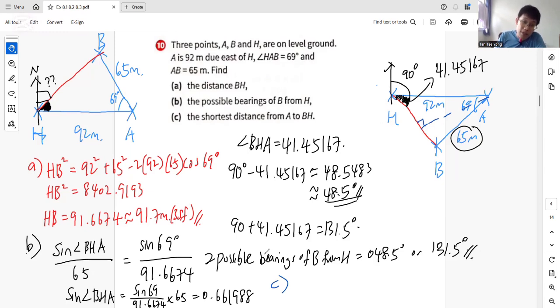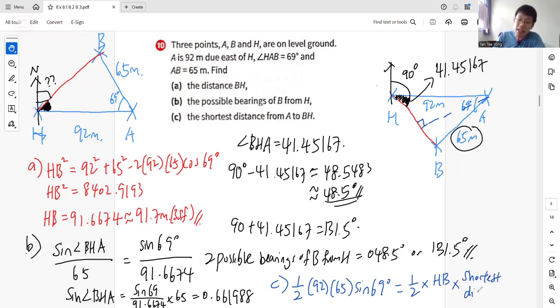So same thing, we can use the area of triangle to help us, because we can actually find the area of the triangle in this case. So half AB sine C, half times 92 times 65 times sine 69 degrees. It is also equal to half times my base, which is HB, times the height, which is the shortest distance that I want to find in part C. We know HB, which is found in part A, 91.6674.